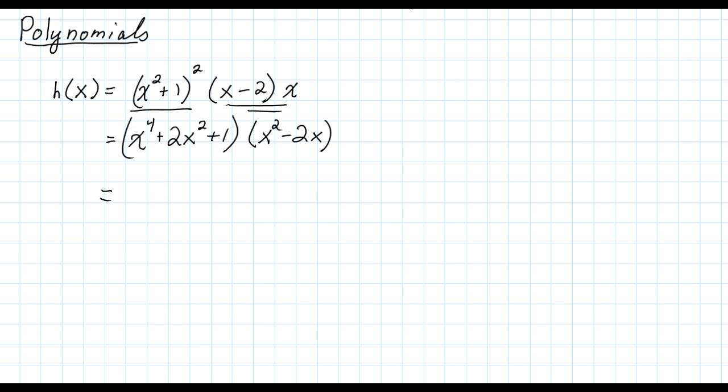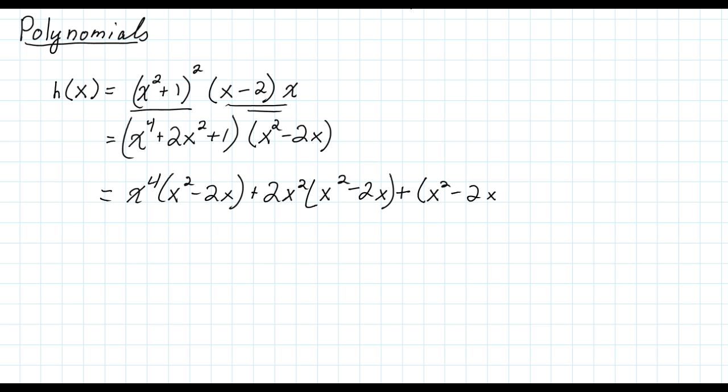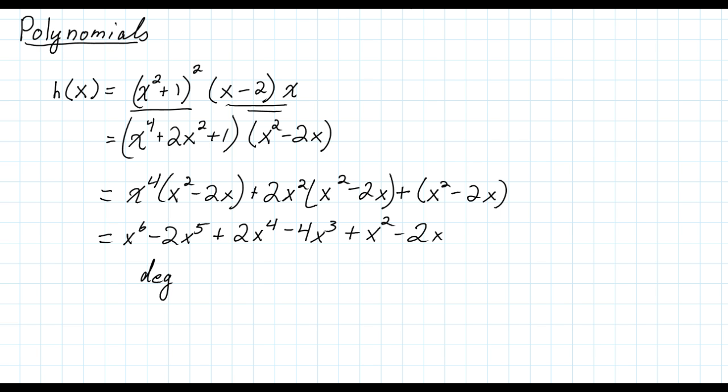And now we'll go ahead and distribute, and I'll get x to the 4th times x squared minus 2x plus 2x squared times x squared minus 2x plus 1 times x squared minus 2x. And now, what do I get from this? X to the 6th minus 2x to the 5th plus 2x to the 4th minus 4x cubed plus x squared minus 2x. So now it's easy to see that we're a degree 6 polynomial.